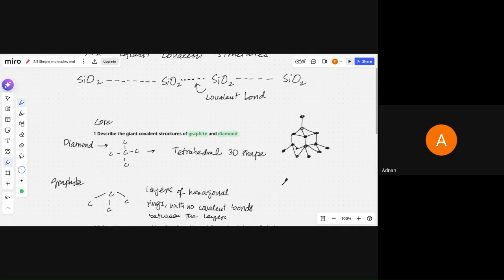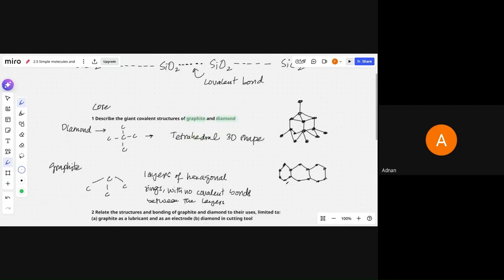Hexagon means six corners, so six atoms: 1, 2, 3, 4, 5, and 6, and then like this, and like this. And this is one layer, and then we will have another layer, but there will be no covalent bonding between these layers. We have weak intermolecular forces of attraction between these layers, right?